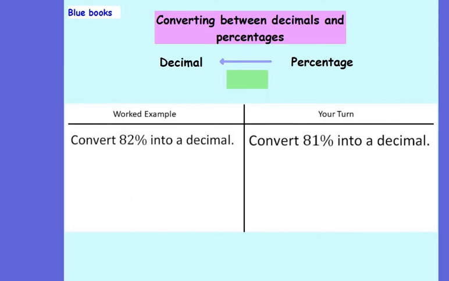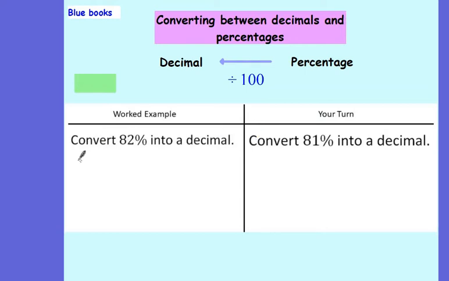Okay, Year 7, dark blue books out. We're going to convert between percentages and decimals. If to go from a decimal to a percentage we multiply by 100, Lily, what do you reckon we need to do to go the other way? Divide by 100, brilliant. Please make sure you've got this written in your dark blue books, and then I'm going to do an example and you're going to do an example.